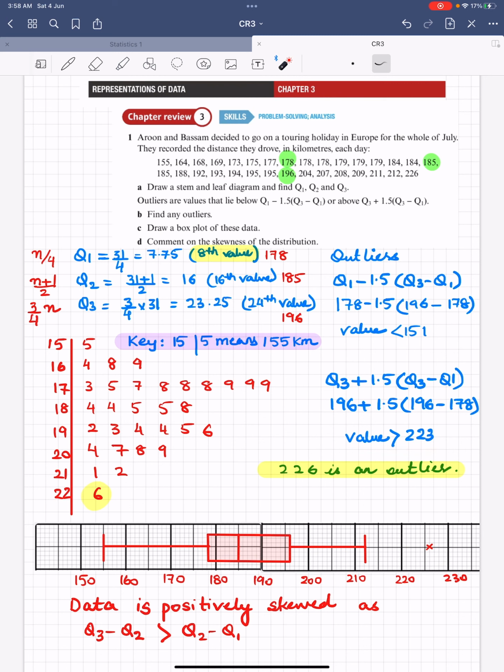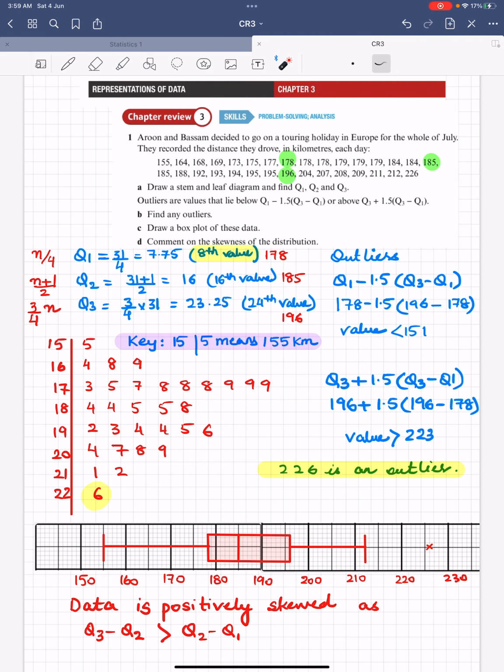So towards the lower side, there is no outlier, as there is no value smaller than 151 in the stem and leaf diagram. But towards the upper side, we have a value greater than 223, which is 226, and hence it is an outlier. So we are done with that.